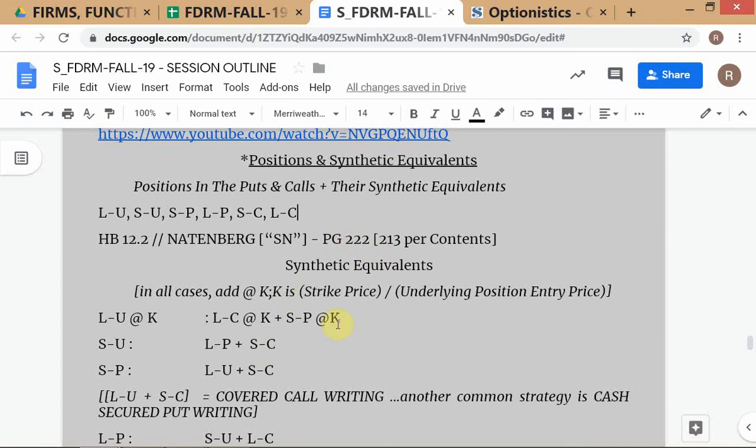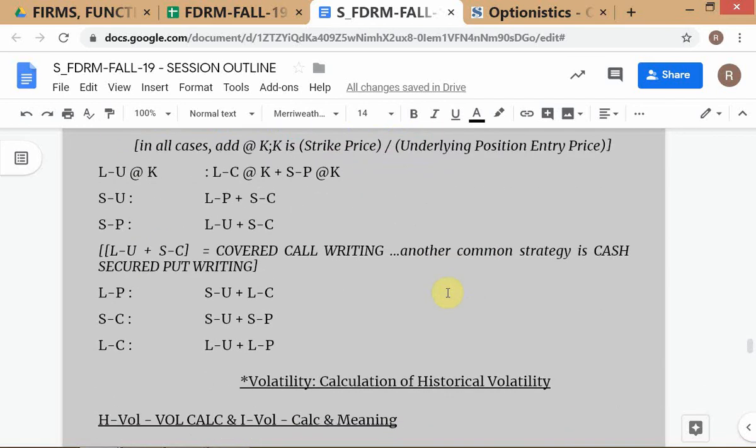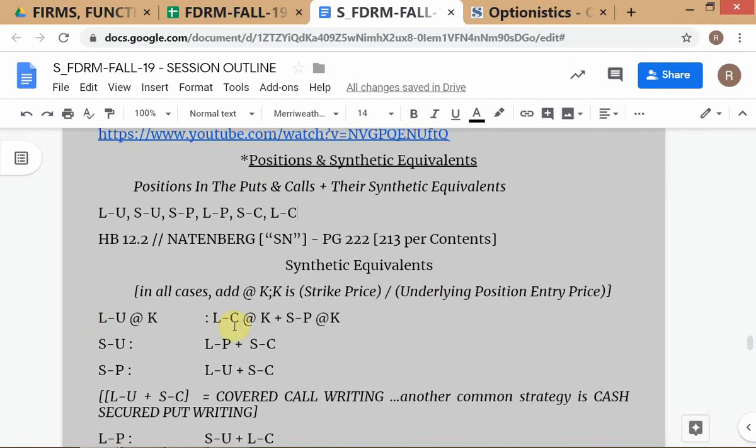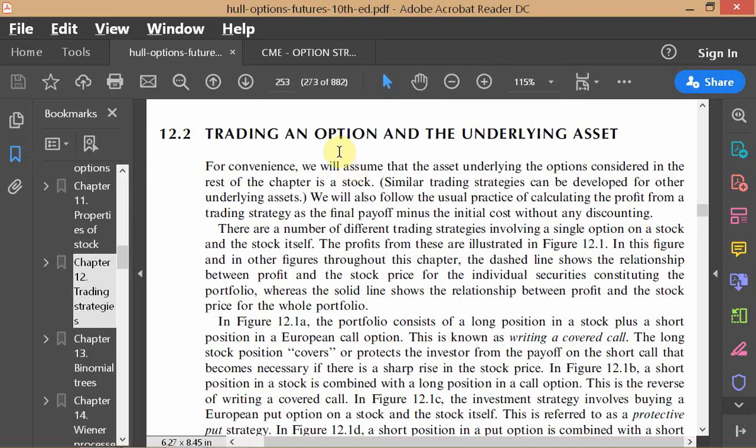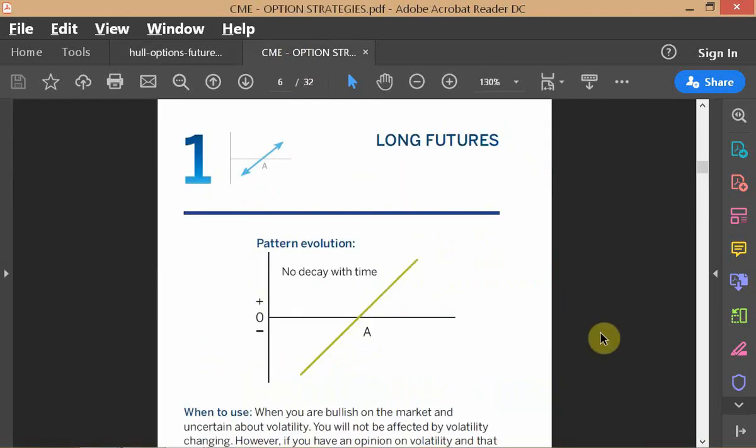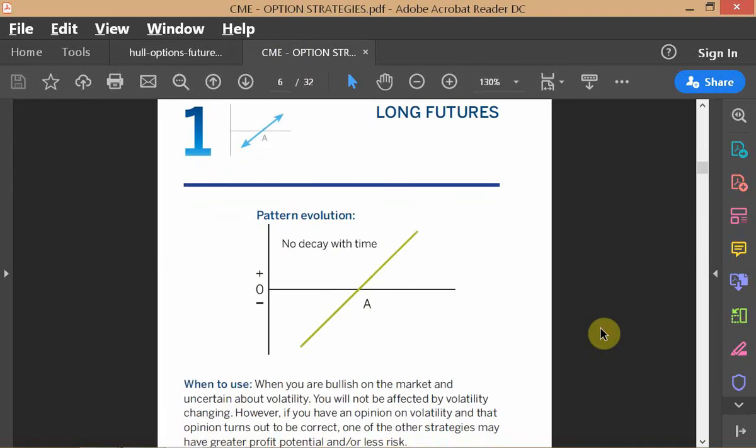Okay, now what is the equivalent? Why is it important? It's a good question. Why do we need to bother with synthetics? The reason you need to bother with synthetics is that here is a very important concept, which is important for arbitrage also, to understand the concept of arbitrage.